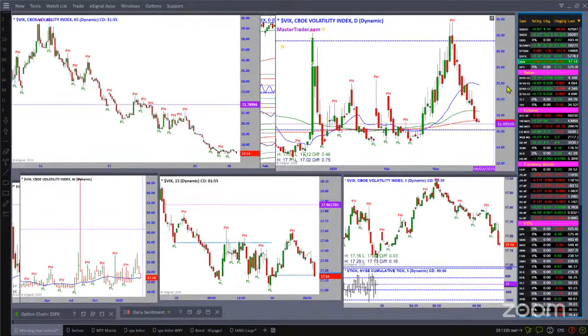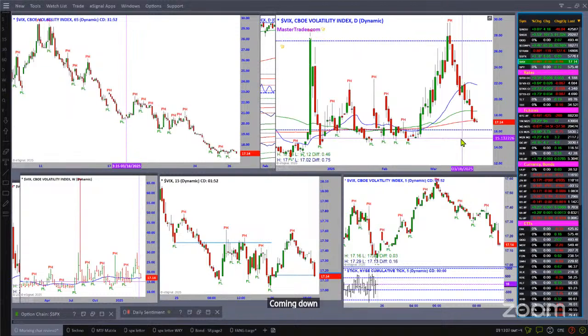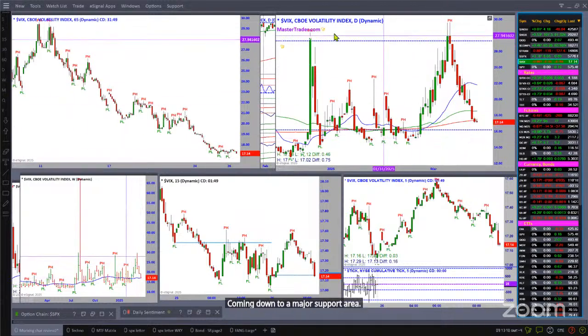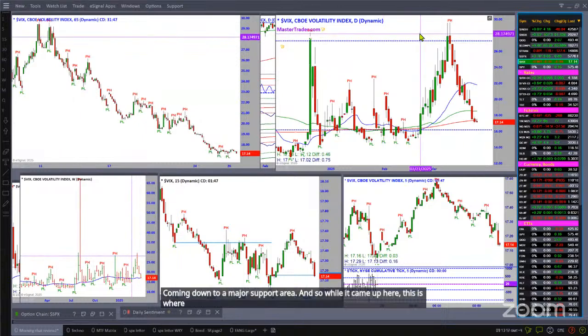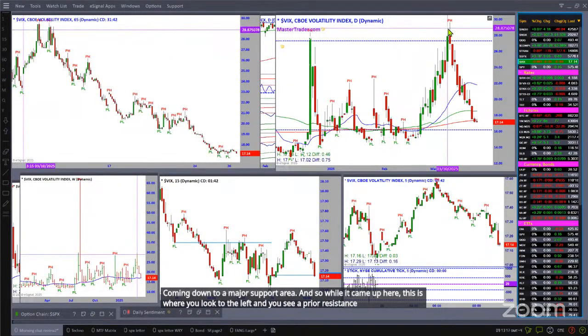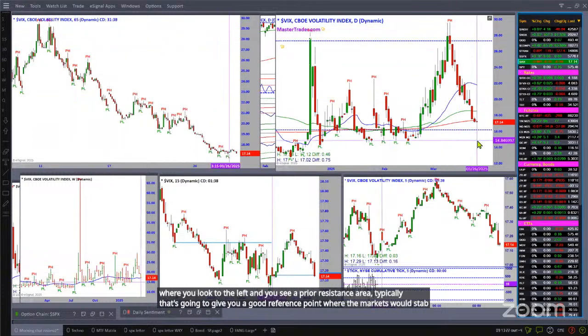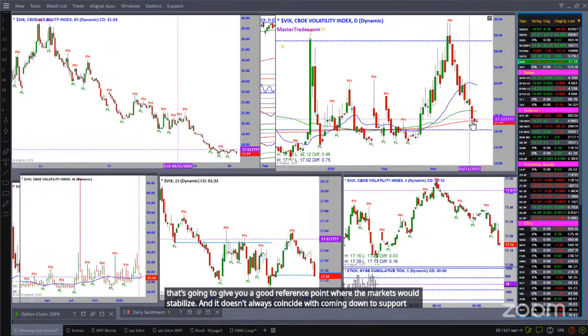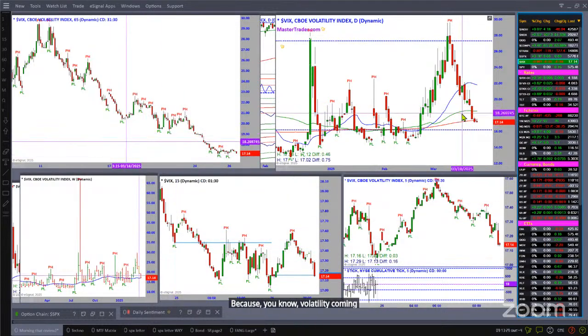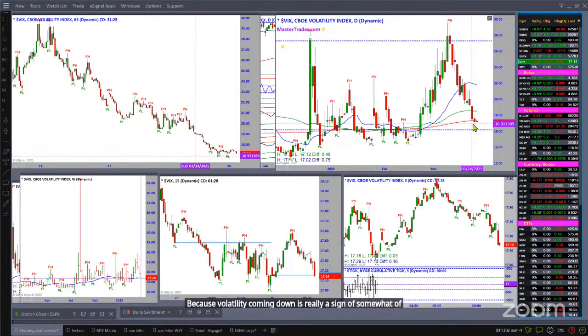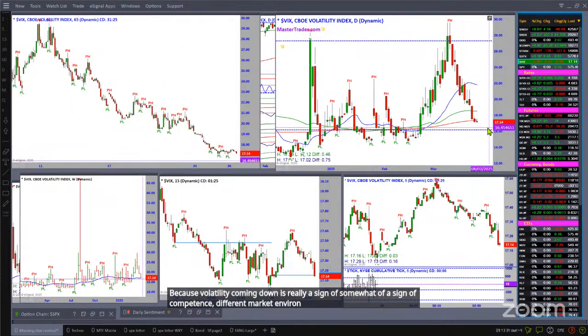Volatility index coming down to a major support area. And so while it came up here, this is where you look to the left and you see a prior resistance area. Typically, that's going to give you a good reference point where the markets would stabilize. And it doesn't always coincide with coming down to support, because volatility coming down is really somewhat of a sign of confidence, different market environments. But as it comes down here, we anticipate that it's going to stabilize. But as I said, we got all of this news coming out.